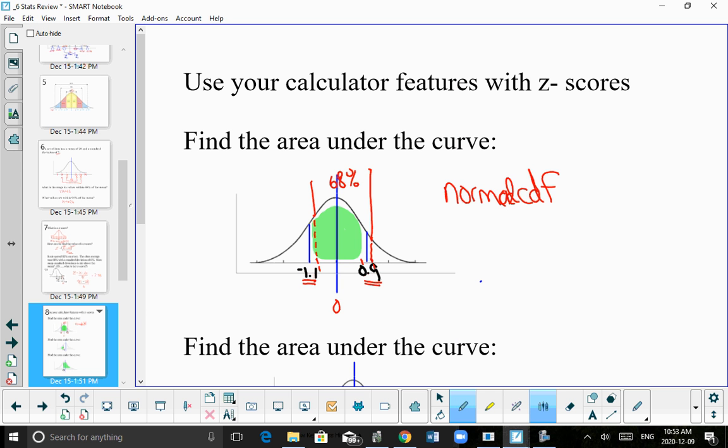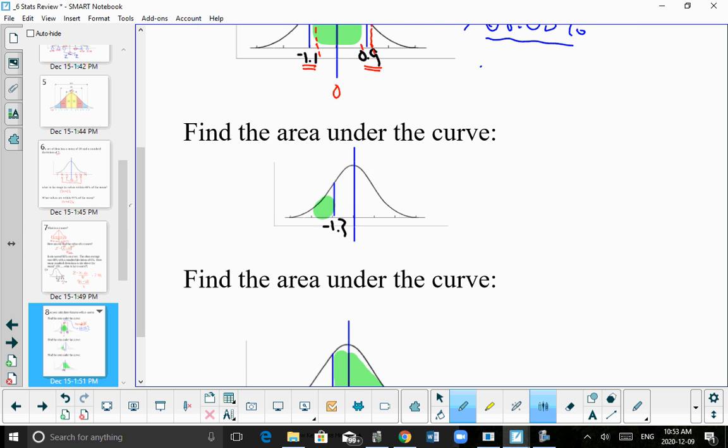So I get out 68.03%. So I estimated 68%. Turns out it was a very good estimate. Okay? Okay, so on this one, again, mean is 0.